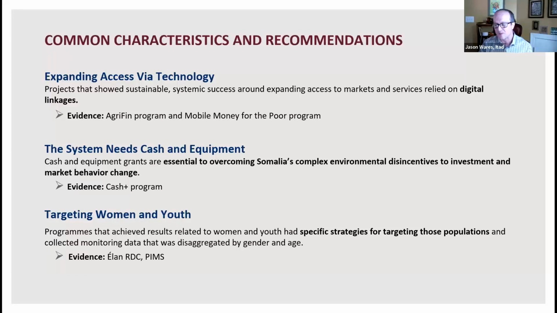Based on the analysis of the program, PIMS could have had more systemic impact by approaching the inclusion of women and youth from the perspective of the value proposition to lead firms instead of contractual quota requirements.